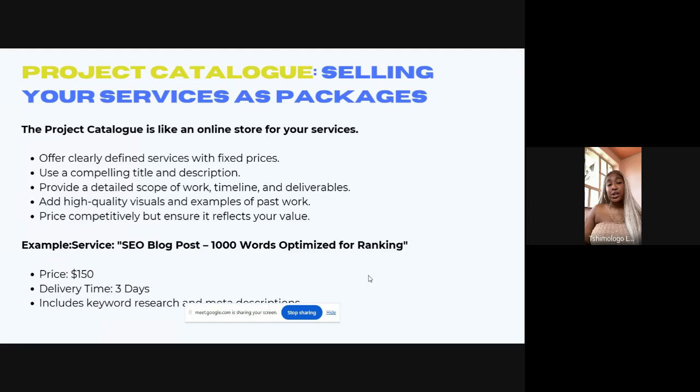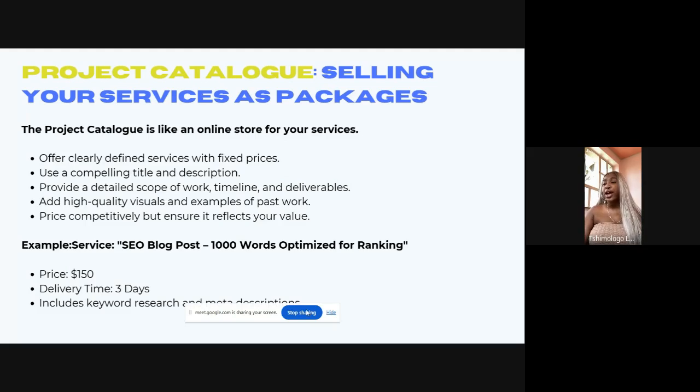Also, it depends on what niche you're in. You can't compete with someone in tech whose profile is new, but who is charging $20 per hour because they offer technical skills, as opposed to somebody in marketing or customer support. It's different, and that's where your market pricing comes in. So that's that on pricing, and that's that on your project catalog and setting up your prices for it.